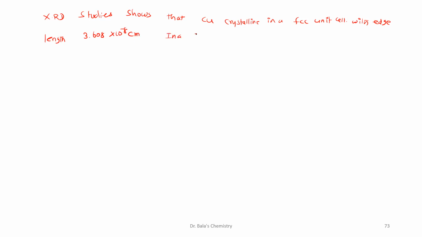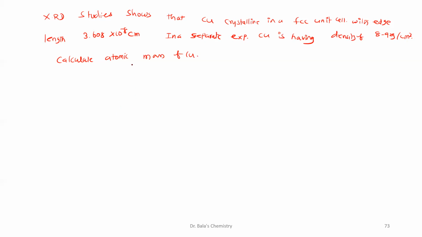In a separate experiment, copper is having a density of 8.92 gram per centimeter cube. Calculate the atomic mass of copper.